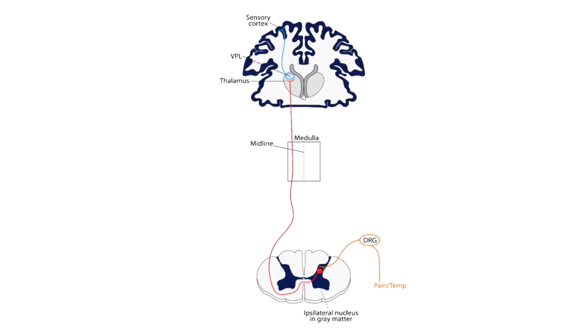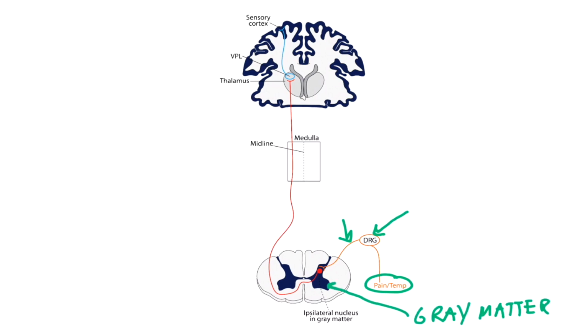So let's draw this out. This is figure 8.14 from your text. Pain and temperature sensation enter through the dorsal root. Again, the cell body for this first neuron lies within the dorsal root, hence the name dorsal root ganglion. And the first neuron then enters the posterior horn of the gray matter. And again, the gray matter is this dark blue, and the synapse occurs right here in the posterior horn.